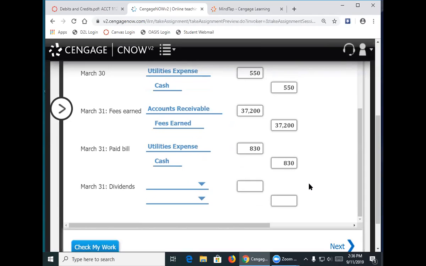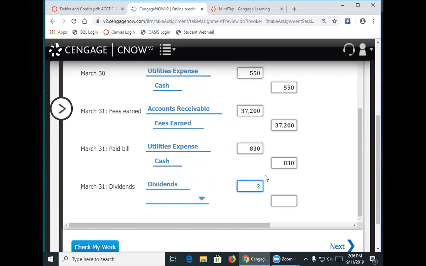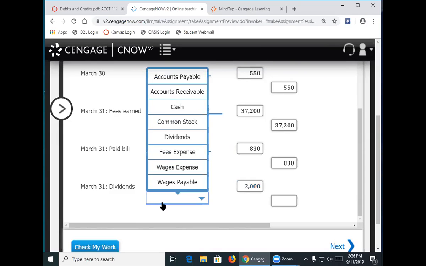And then the last one, we paid dividends $2,000. So that's just regular dividends. And what other account is being affected? Cash. Dividends is your equity account. So dividends gets debited because we show that as an increase as a debit, and then you credit cash.